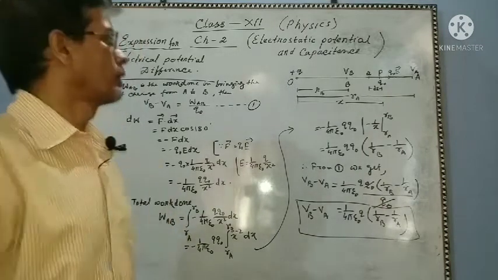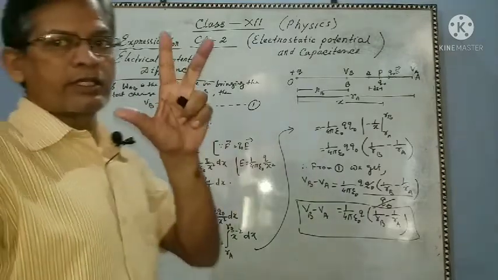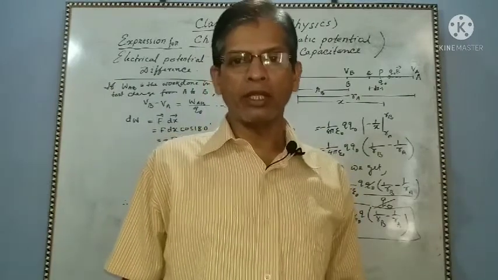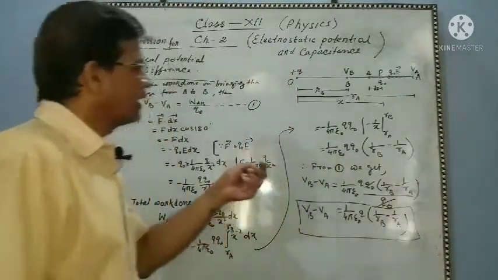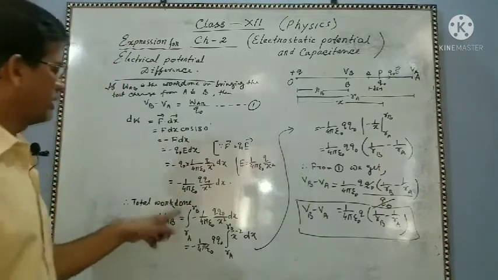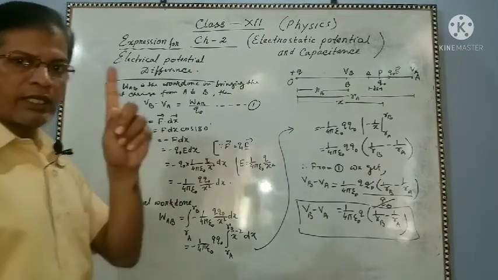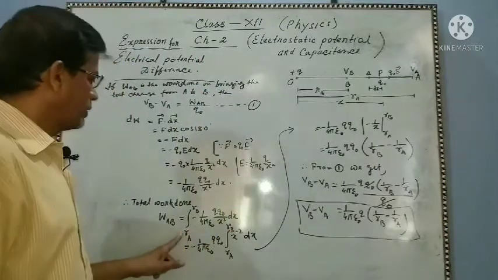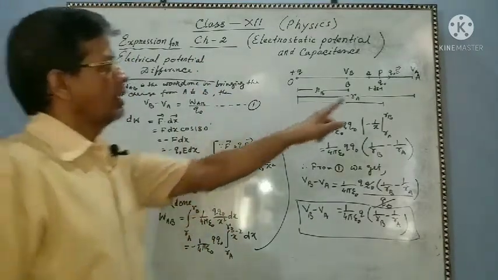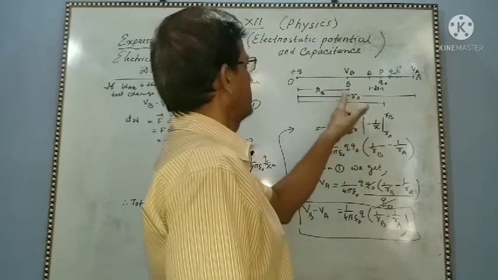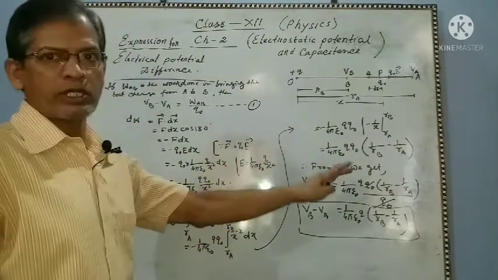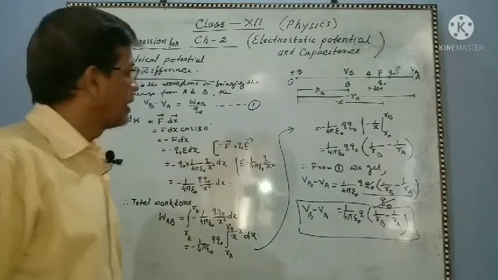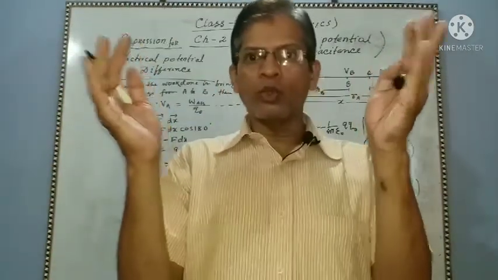Clear? The derivation is similar to that for electric potential at a point and potential difference. The only difference is that the limit is changing. In that case it was infinity to R, here it is RA to RB, because one distance is RA and the other is RB, and then by the same process we get this result.